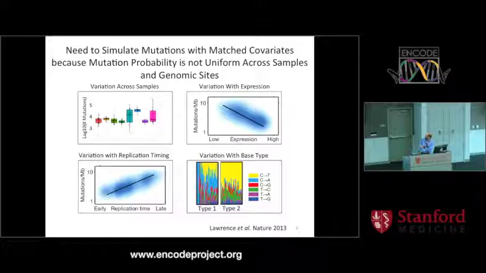We also control for variation in gene expression. We control for replication timing because it turns out there are more mutations, as many of you may know, in the late replicating regions versus the earlier ones, so we control for that. And then we also control for base composition as well. So all these are taken into account for our simulations.